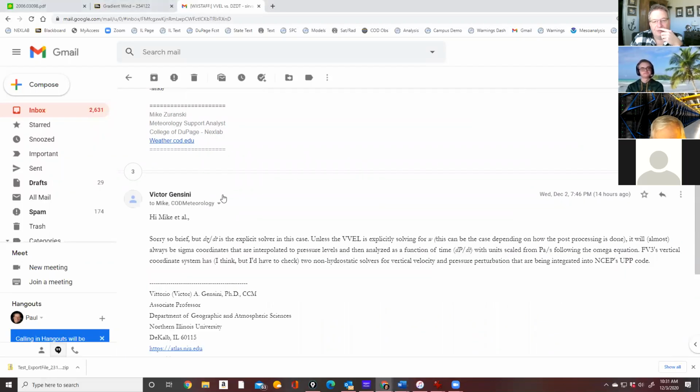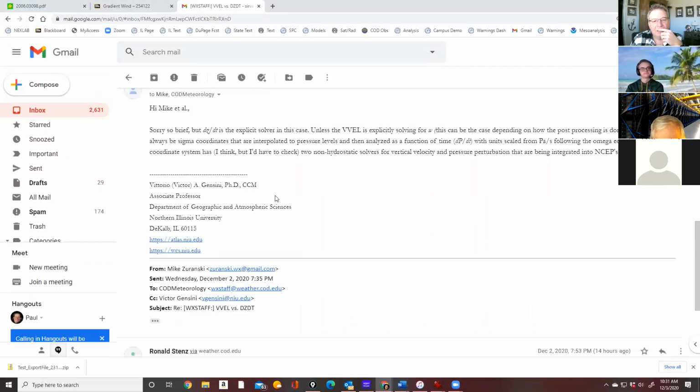But dz/dt is the explicit solver in this case. Unless the vertical velocity is explicitly solving for w, it will almost always be sigma coordinates that are interpolated to pressure levels, then analyzed as a function of time. In other words, dp/dt. But what's dp/dt? That's omega. Omega, which has units of pascals per second, following the omega equation.